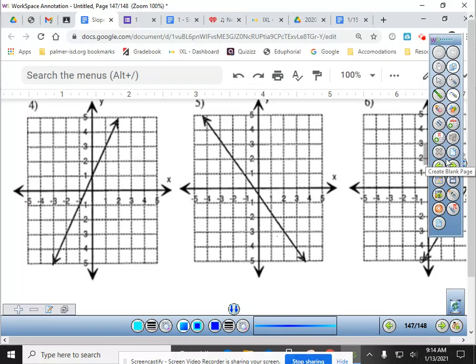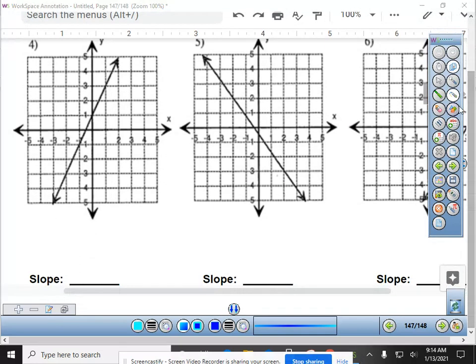Is 4 positive or negative? Positive. Good. Slope day, slope day. Slope day's my favorite day.